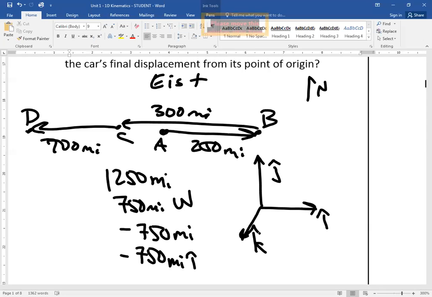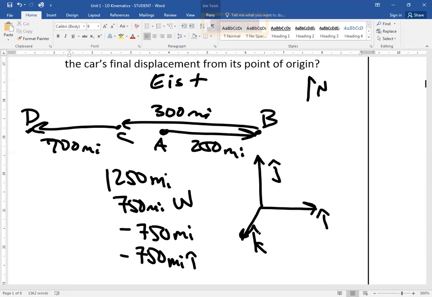So if I say minus 750 miles i, right? Since I've defined i to be the x direction to the right along your page, you should all immediately understand what minus 750 i means. It means 750. Remember, the positive i direction is to the right across the page, right?